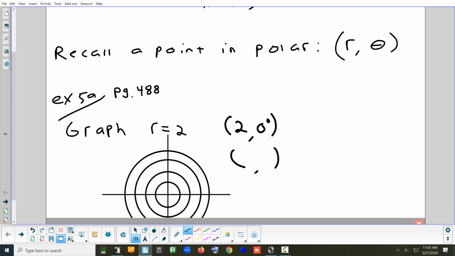Give me a few more. Yeah, you could do (2, 90 degrees). All right. How about another one? (2, 180 degrees). Okay. I'm going to keep going until we hit one that I'm looking for here. Can somebody give me another one besides those? (2, 270). All right. How about something else? (2, 245). Yep. (2, 360). Okay, that's the same as 0. It could be any angle 0 through 360.